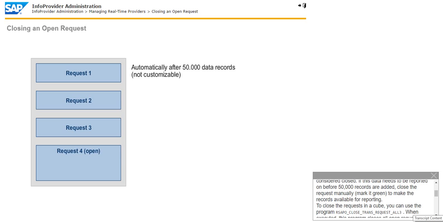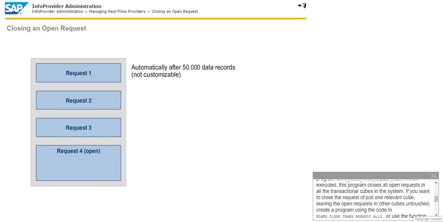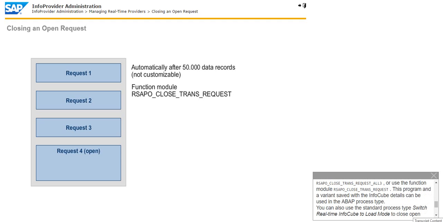To close the requests in a cube, you can use the program RSAPO_CLOSE_TRANS_REQUEST_ALL3. When executed, this program closes all open requests in all the transactional cubes in the system. If you want to close the request of just one relevant cube, leaving the open requests in other cubes untouched, create a program using the code in RSAPO_CLOSE_TRANS_REQUEST_ALL3 or use the function module RSAPO_CLOSE_TRANS_REQUEST.